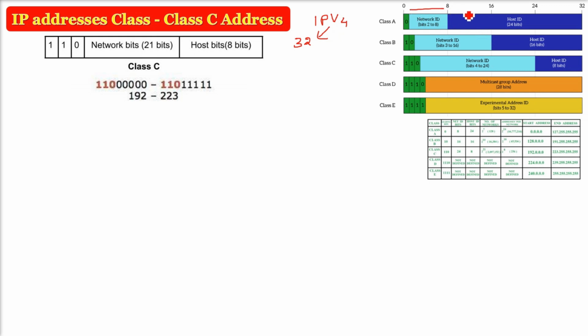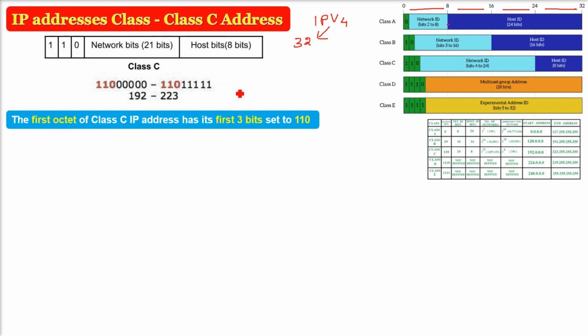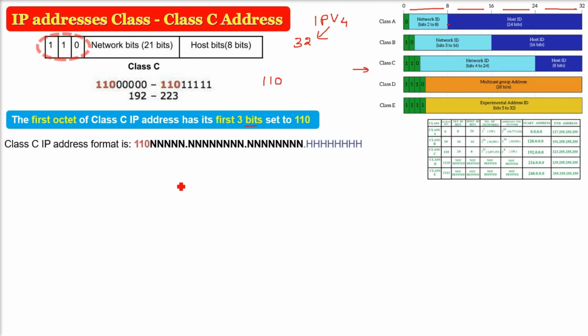So this is how a 32-bit address is formed. We have the dotted decimal form, where decimal values are separated by dots. When we start from the left, the first octet, that is a combination of 8 bits, in a class C IP addressing scheme, the first 3 bits from the left are fixed to 110. They are always fixed. So from here it is very clear that these are fixed.